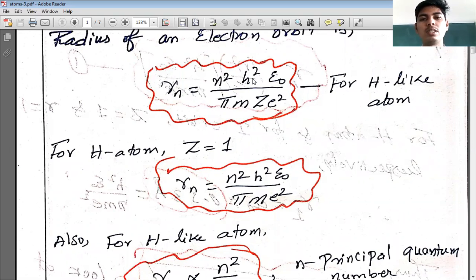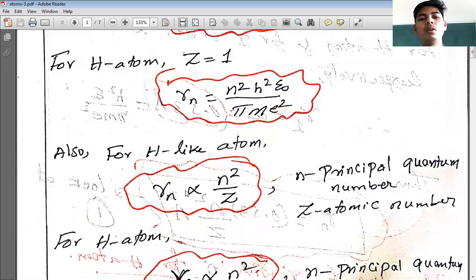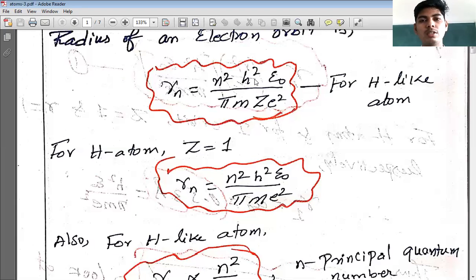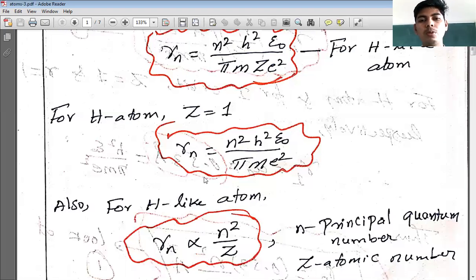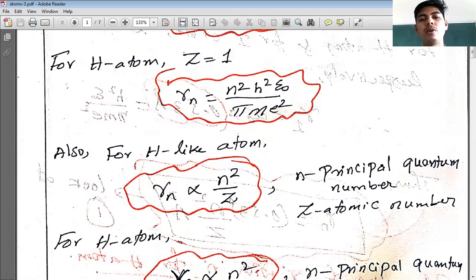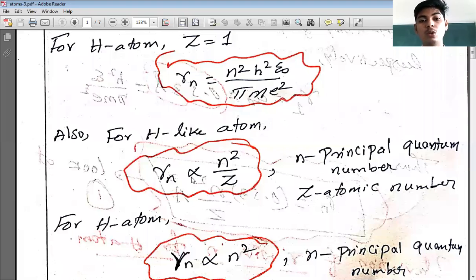So if we remove all these constants, h, epsilon naught, pi, m, e, for a hydrogen-like atom, the radius of the electron in the nth orbit is proportional to n square by Z. If you remove these constants h square, epsilon naught, pi m, e square, the radius of the electron in the nth orbit will be directly proportional to n square divided by Z. Or you can say the radius of the electron in the nth orbit is directly proportional to the square of the principal quantum number and inversely proportional to the atomic number. So this is for a hydrogen-like atom.